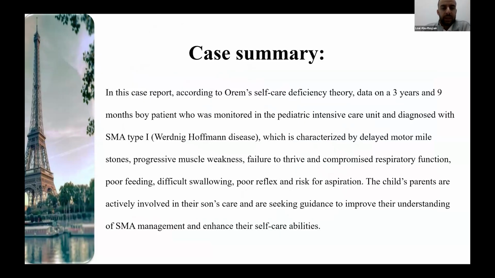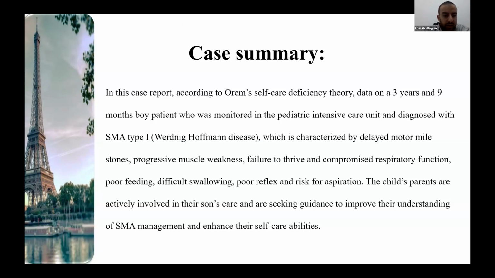First of all, I would like to start with a case summary. In this case report, according to Orem's self-care deficit theory, data on a 3-year-and-9-month-old boy were collected. He was admitted to the pediatric ICU and diagnosed with SMA type 1, Werdnig-Hoffmann disease, which is characterized by delayed motor milestones, progressive muscle weakness, failure to thrive, and compromised respiratory function. It is also characterized by poor feeding, difficult swallowing, poor reflux, and risk of aspiration.